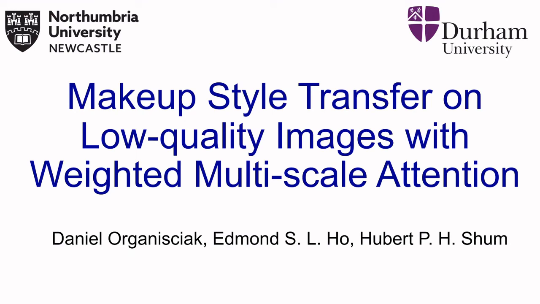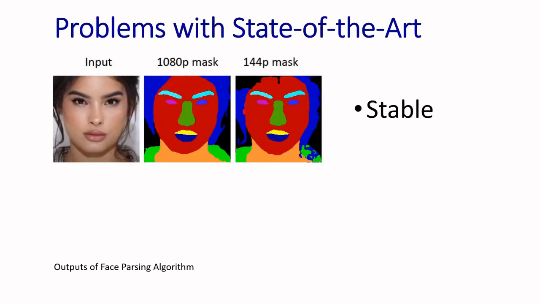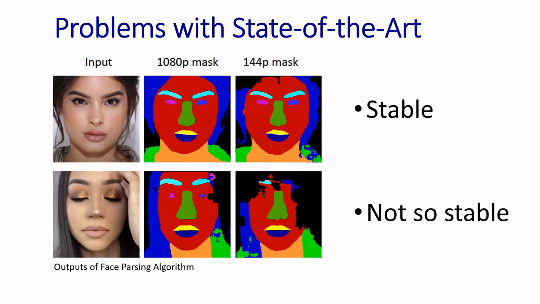In this paper, we propose a weighted multi-scale attention module to apply makeup style transfer on low quality images. So some of the problems with state of the art is they rely on this face parsing algorithm as a hard attention module. So on high quality front facing well lit images, it works very stably, it works perfectly fine, but on lower quality images, it's not so stable.